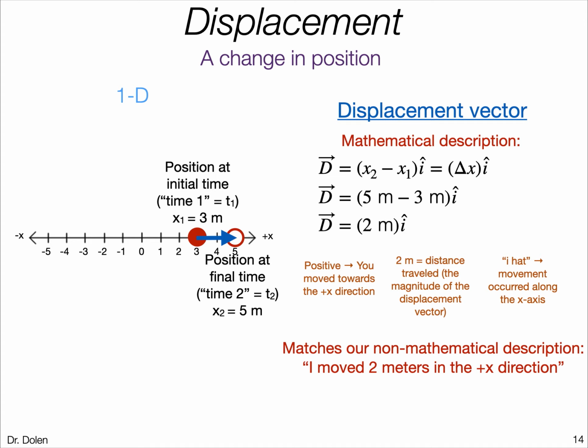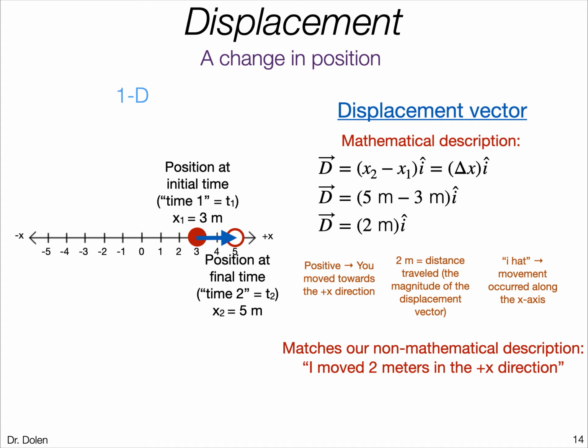Let's go back to our original example, really, and plug it into our formula. Now that we have a formula for displacement, final position minus initial position, well, my final position, my position at time 2, is x equals 5 meters. So I plug that in here for x2. My initial position was x equals 3 meters, so I plug that in here. So my displacement is 2 meters. Okay, and so this is conceptually and mathematically telling us that we're moving in the plus x direction because this is positive. I'm moving along the x-axis because I have that i hat, and 2 meters is the distance I've traveled. Right, that's the magnitude of our displacement vector.